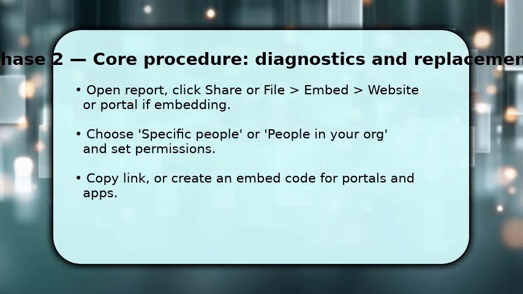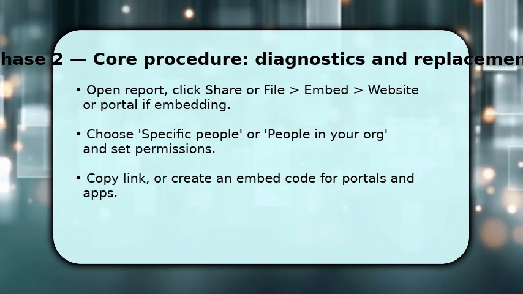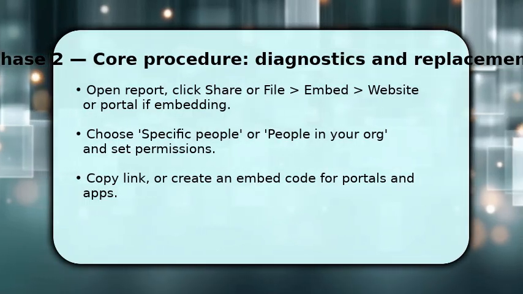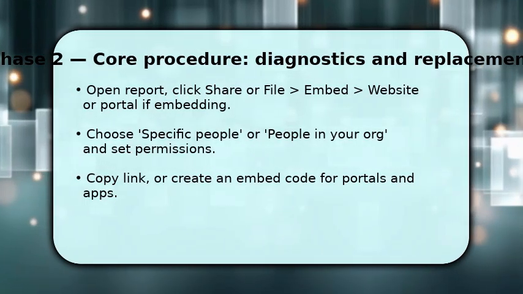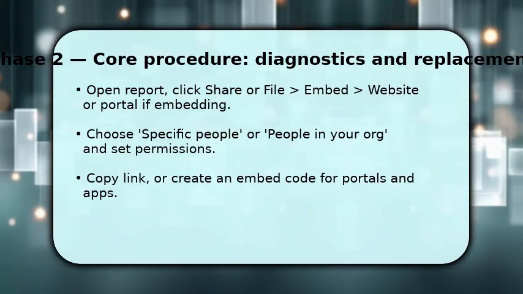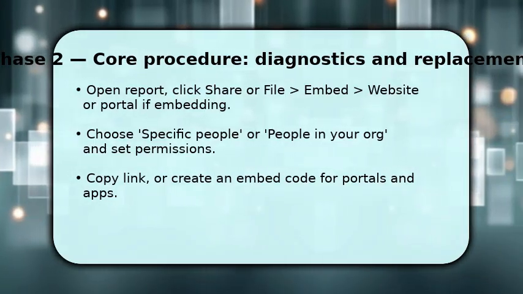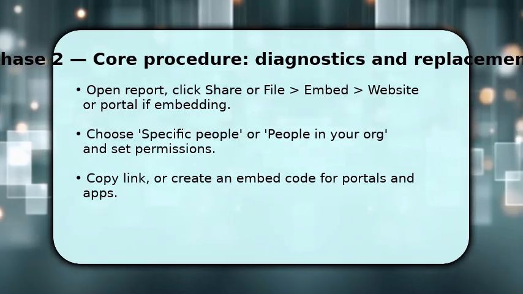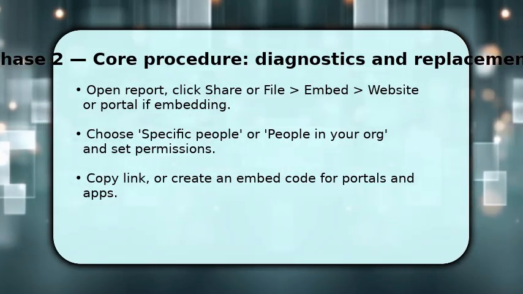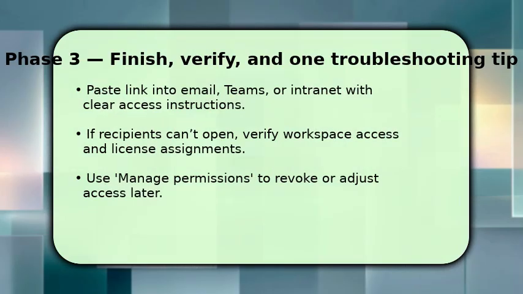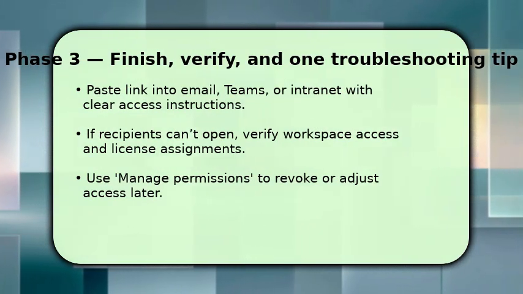Once permissions are set, click Copy Link and test it yourself in an incognito window. This confirms the link behaves as intended. If embedding, generate the secure embed code and copy it into your target portal or app. Send the copied link via email, Teams, or your intranet and include a short note about required access.